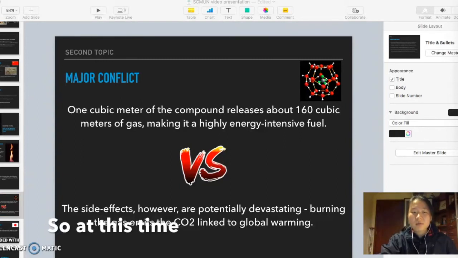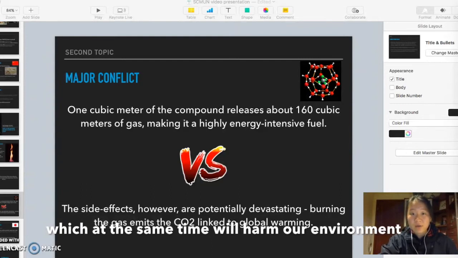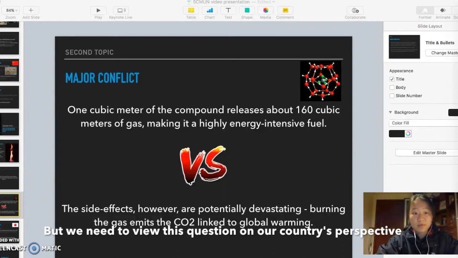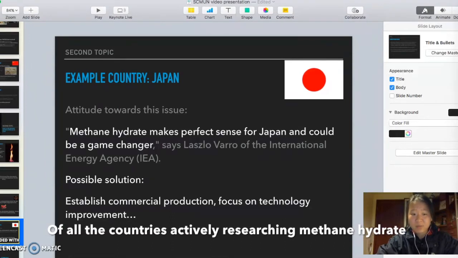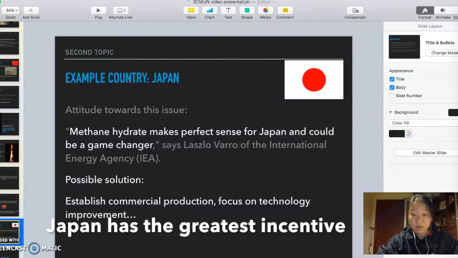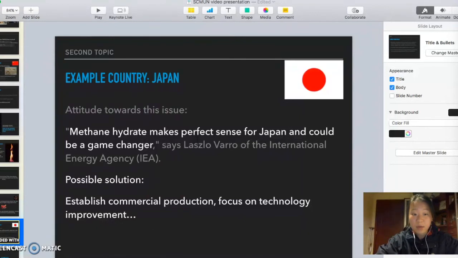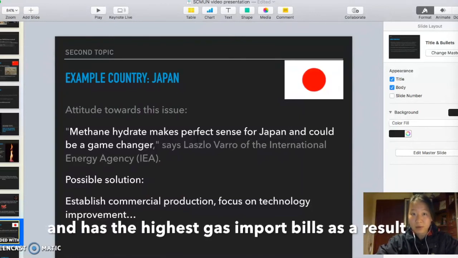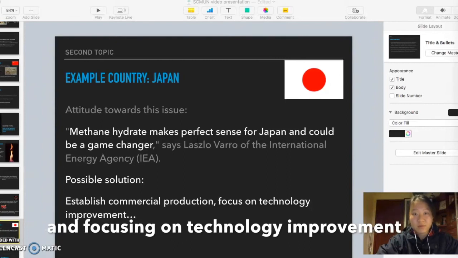So at this time, the major conflict is really clear, because we're mainly talking about whether we should really exploit this potential energy resource, which at the same time will harm our environment. But we need to view this question from our country's perspective. Of all the countries actively researching methane hydrate, Japan has the greatest incentive, because it is the biggest importer of gas in the world and has the highest gas import bill as a result. Clearly, for Japan, you just need to establish commercial production and focus on technology improvement.